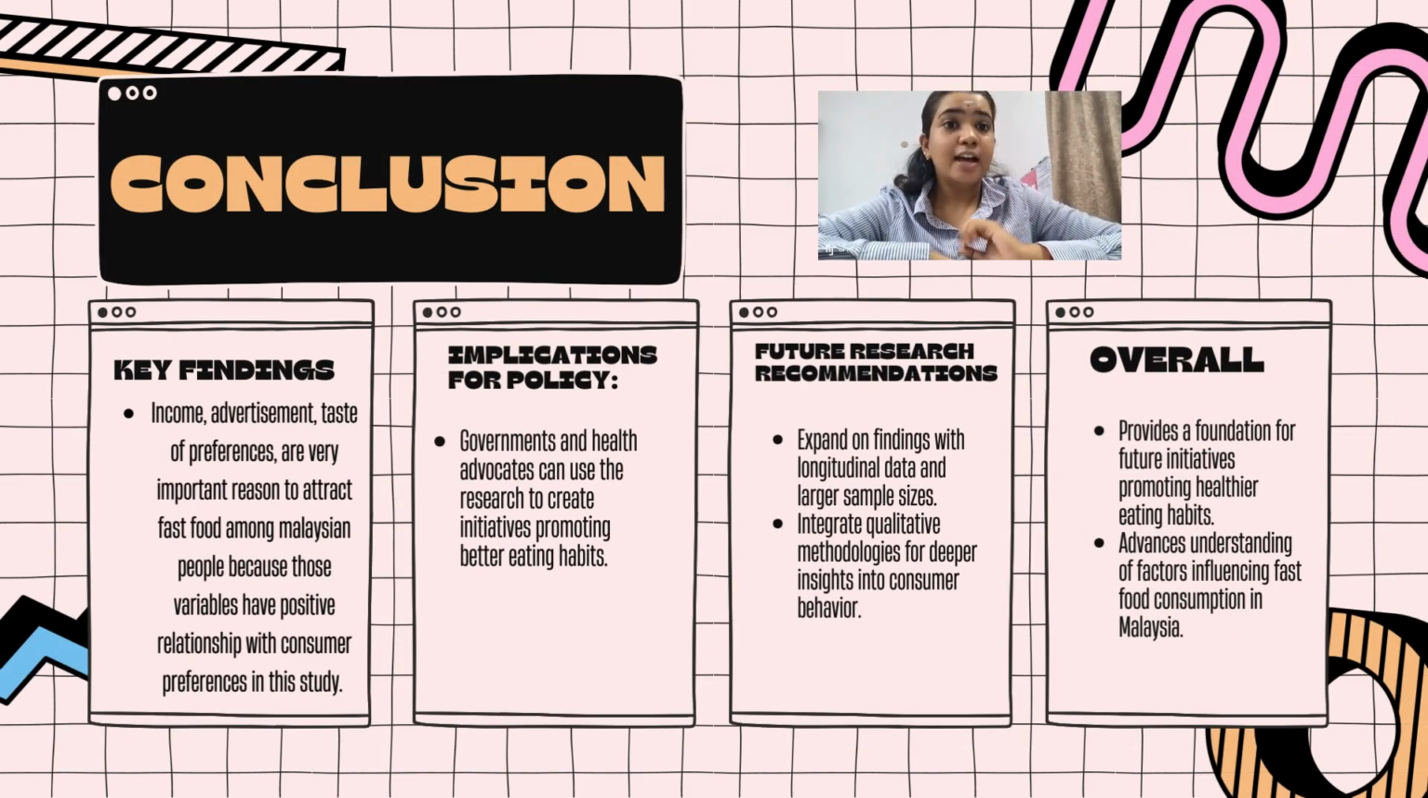In conclusion, we can conclude that the income factor, advertisement factor, and taste factor are very important reasons for attracting Malaysian people to fast food, because those variables have a positive relationship with consumer preferences in this study. For implications, government and health advocates can use the research to create initiatives promoting better eating habits, such as increasing nutrition in fast foods, for example providing more vegetables on plates and so on.